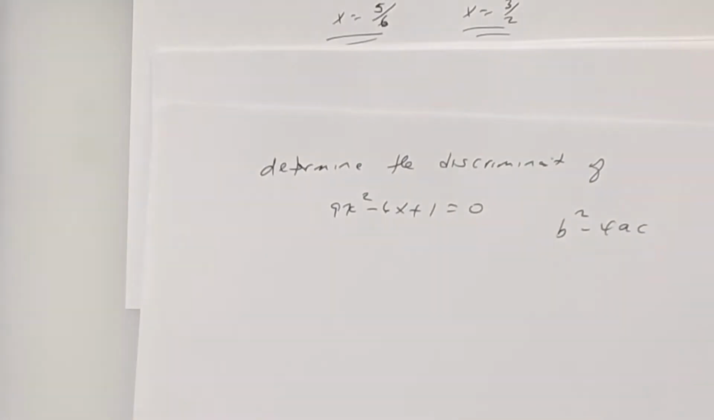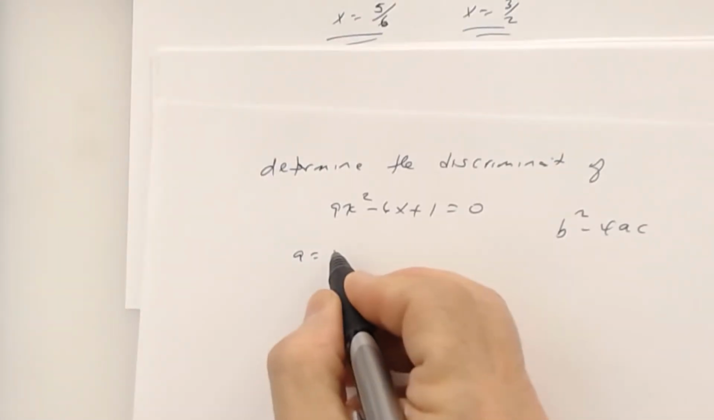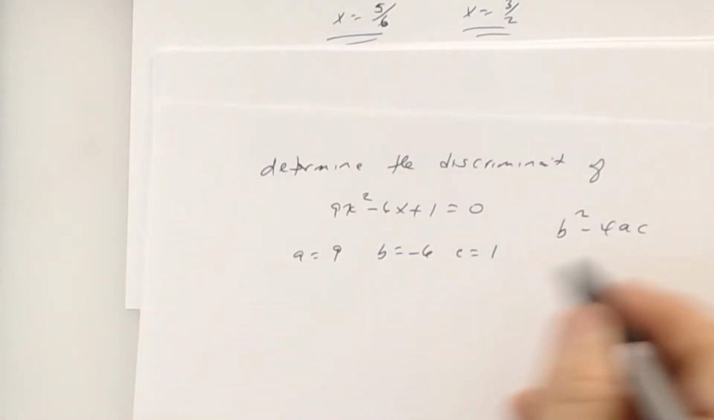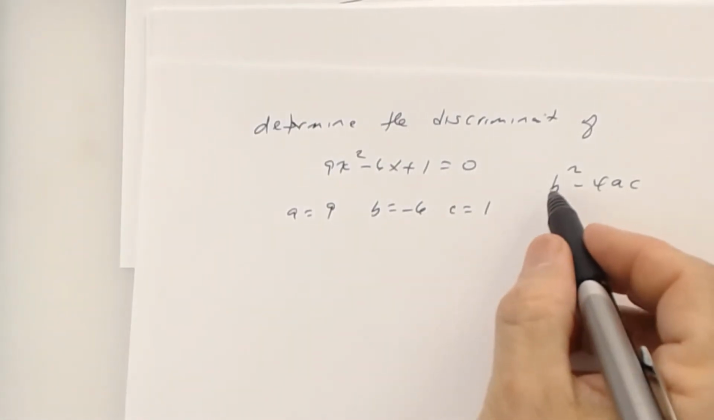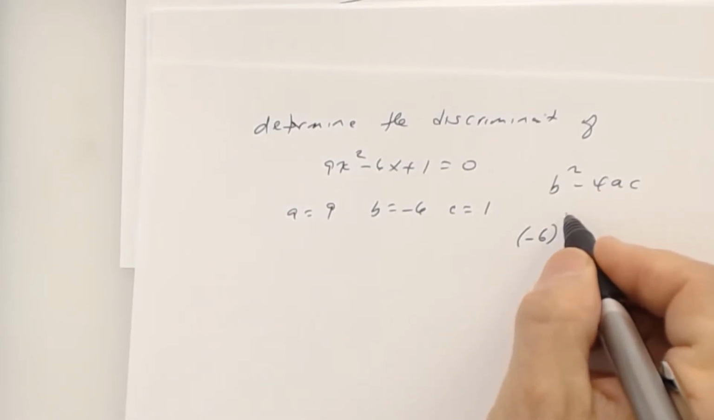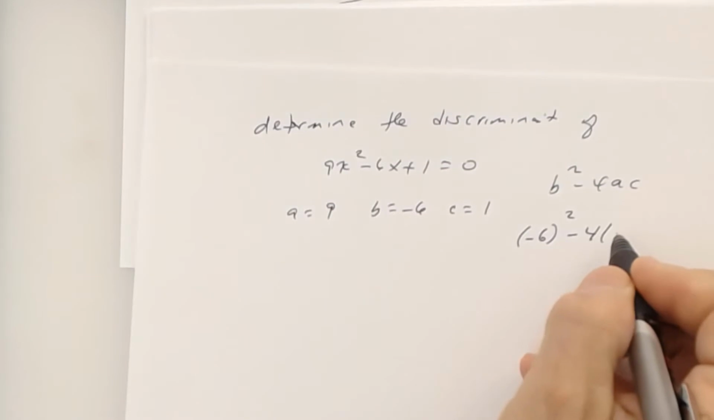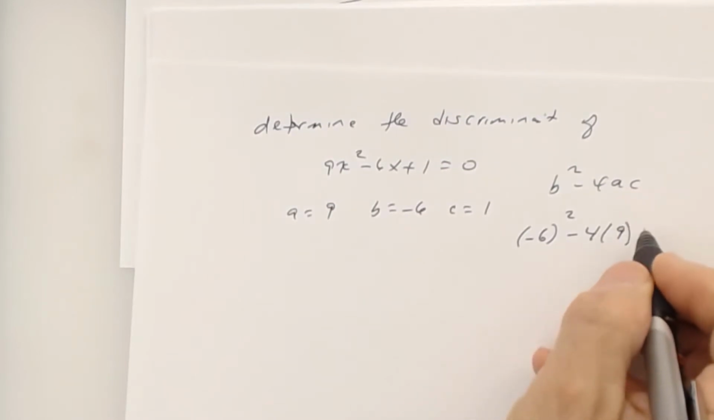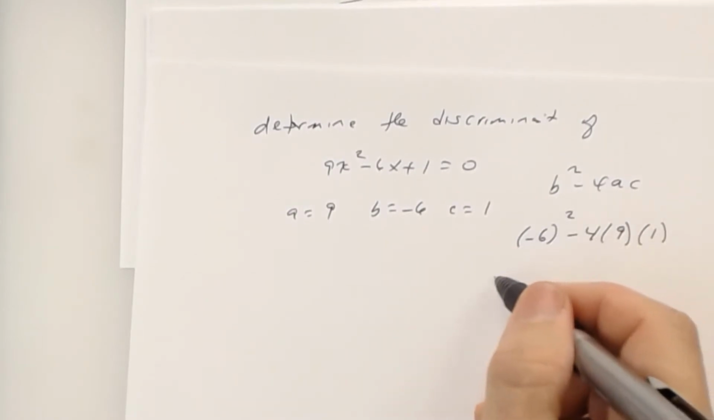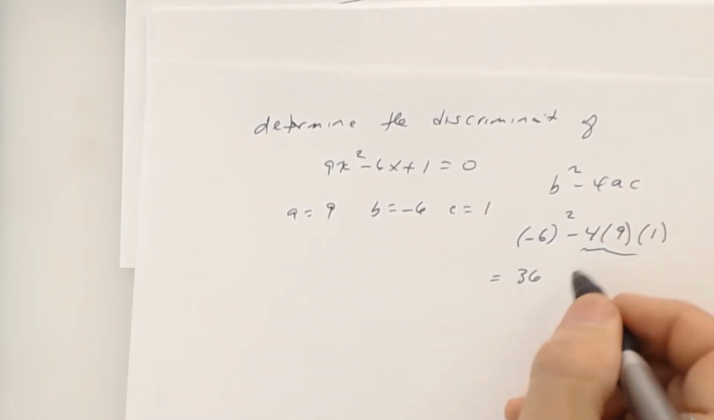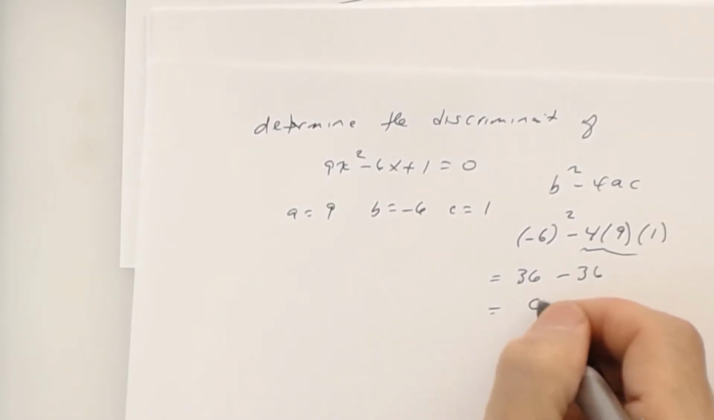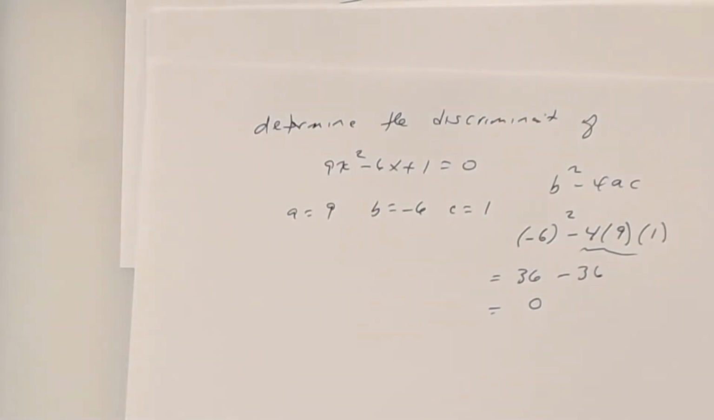So just like before, I've got to determine a, b, and c. So what's a in this case? What's b? And what's c? 1. So you just plug and chug. So here I'm going to get b. What's b? Put that in parentheses, that's b squared, right? Minus 4 times a. What's a? Times c, which is 1. So what's negative 6 times itself? 36. And what does this right here become? 36. Minus 36, all right? So what do I get for the discriminant? 0. So my discriminant is what value? 0.